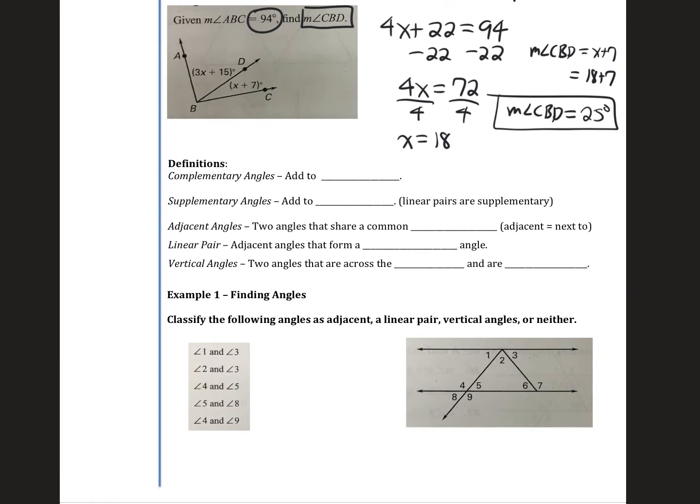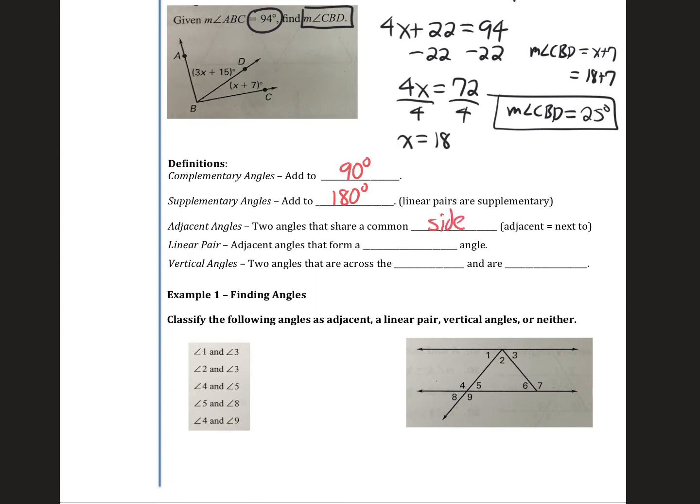So we're going to talk about different types of angle pair relationships here. We're going to do some drawings too. Hopefully this will help us, okay? So, complementary angles. They add up to 90 degrees. How many degrees? 90. Supplementary angles add up to 180 degrees. How many degrees? 180.